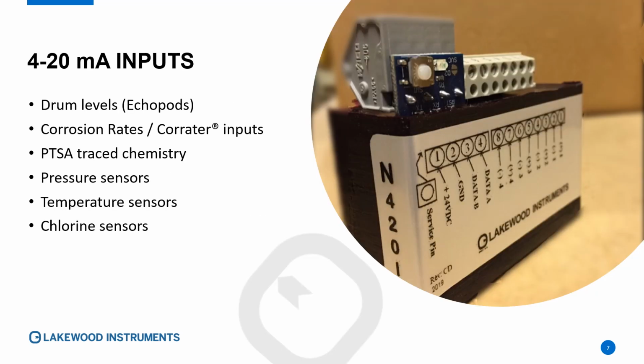This is a picture of a node. It's basically a small set of circuit boards, and this one happens to be a 4 to 20 milliamp input node. That has use for drum levels like echo pods. It can be used for corator inputs for corrosion racks. It can be used with traced chemistry, with pressure sensors, temperature sensors, chlorine sensors, all kinds of applications for a 4 to 20.